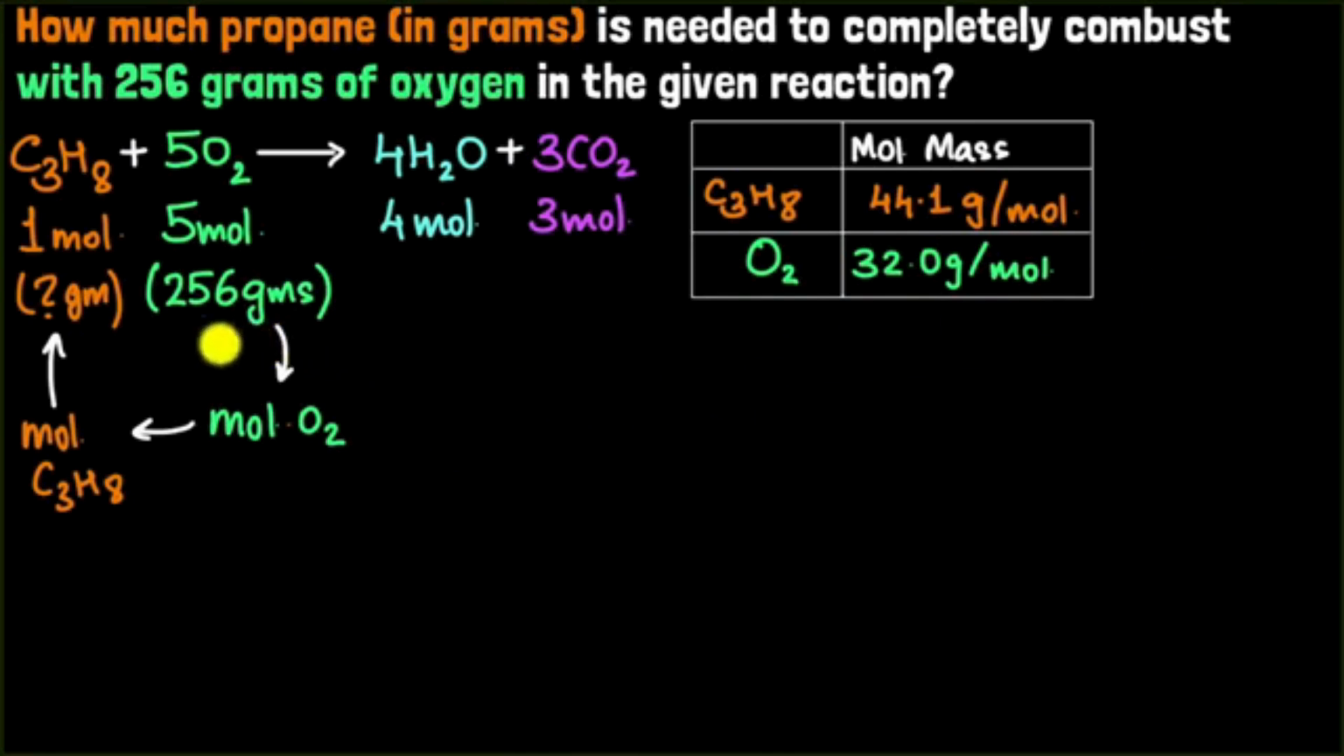All right, here goes. So we start with what's given to us. We are given 256 grams of oxygen. And now my first step is to convert from grams to moles. And I'm going to use this as a conversion factor.